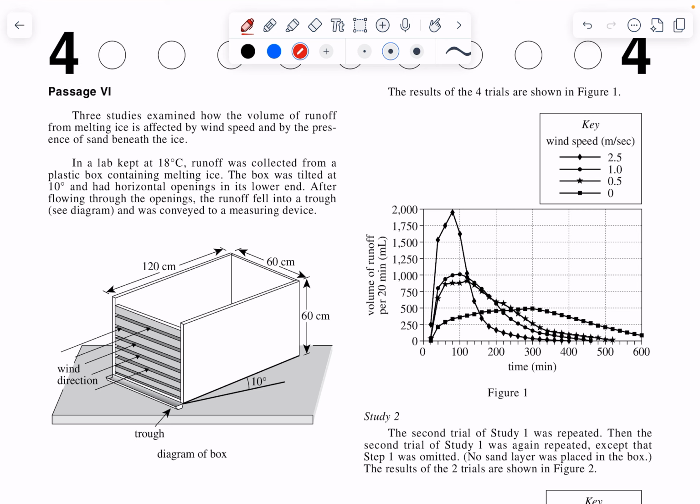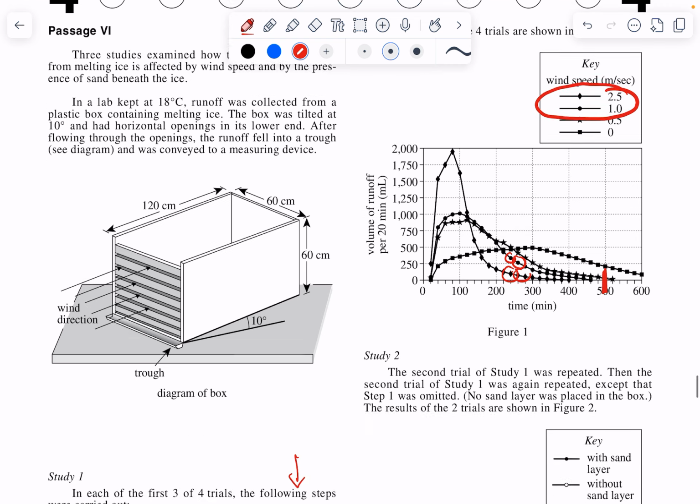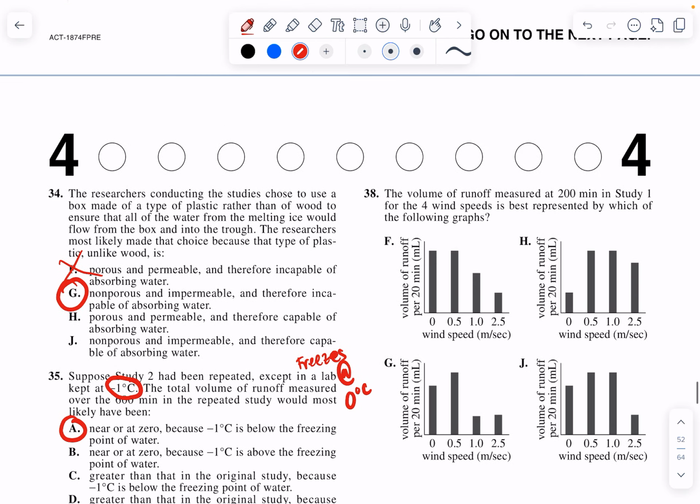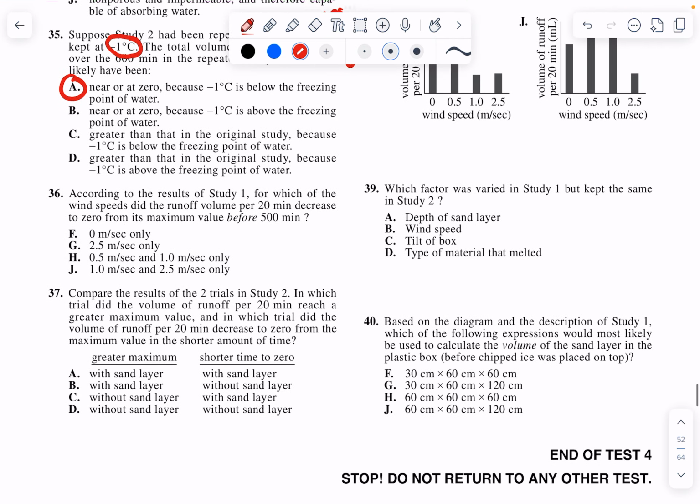So it looks like we've got the 500-minute marks right here, and it looks like the circle track and the diamond track are the ones that have reached their 0 point before the 500-minute mark. So the circle and diamond, those are our 2.5 and 1.0 wind speeds for meters per second. So 36, that's going to be J.